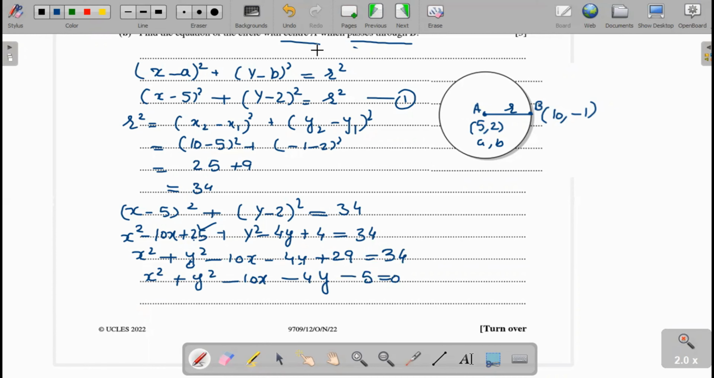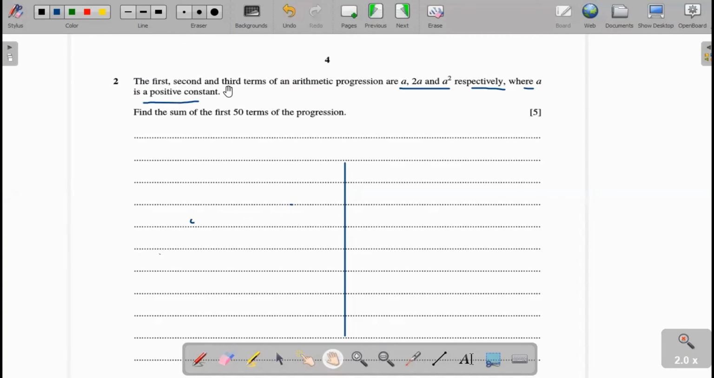This is the answer. Question 2. The first, second, and third terms of an arithmetic progression are a, 2a, a square respectively, where a is a positive constant. Find the sum of the first 50 terms of the progression. Now you see here the first term is a, second is 2a, third is a square. This is the arithmetic progression. Therefore, the difference between two consecutive terms will be the same. Now we can write 2a minus a is equal to a square minus 2a.